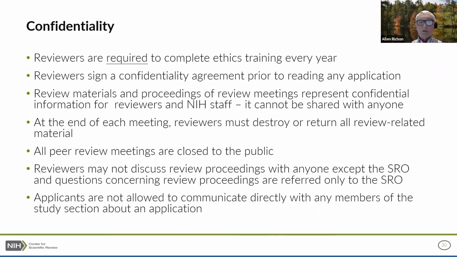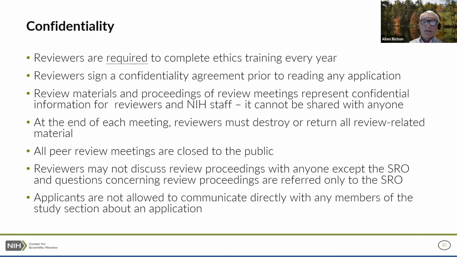All the review meetings are closed to the public, so no one can listen in to the discussions, and the reviewers don't get to discuss the review proceedings with anyone except the SRO, not even to the extent of going out in the hallway and talking about the two reviews that you did before with your colleagues before the meeting is reconvened. So it's really done basically in a bubble. You have a group of applications, you have a group of people, you get together, you discuss those, you come to conclusions, and that's the end of it.